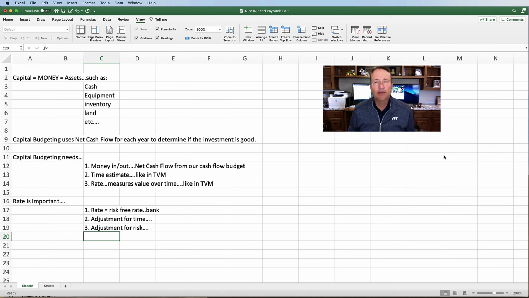Hey, welcome to this week where we want to talk about something called capital budgeting, and we want to bring in some concepts that we've worked on. We've talked so far about cash flow budgets, or how much money we might need to run an operation, and then we've also talked about time value of money. Capital budgeting kind of puts all this together.